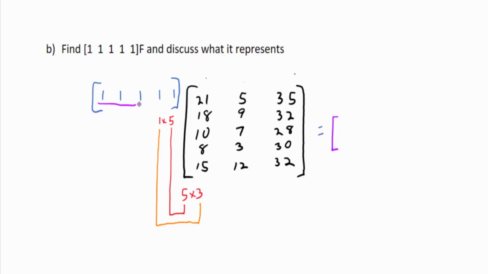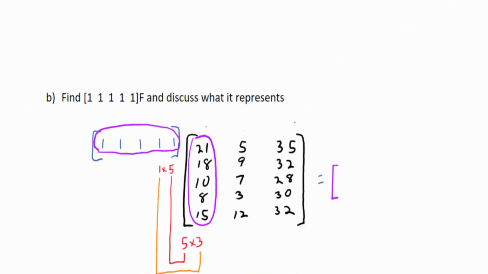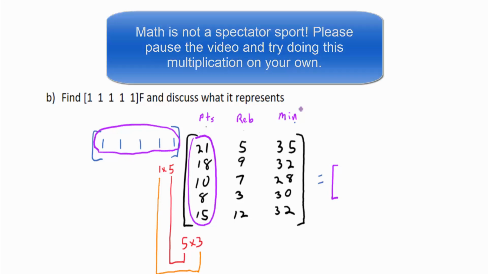To get the first entry, you're going to take the row of ones and multiply it times the first column. And then you get the second entry, multiply times the second column, third entry, third column. Won't take you very long. And keep in mind what the columns represent: points, rebounds, and minutes played. And I want you to, first of all, calculate this and then tell me in a sentence what it really represents. Right?